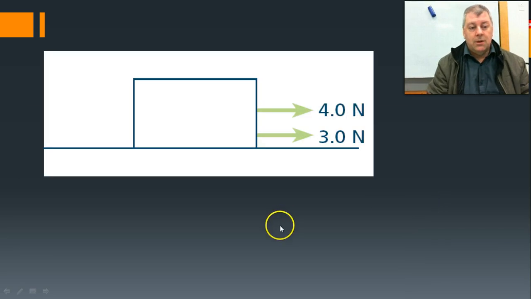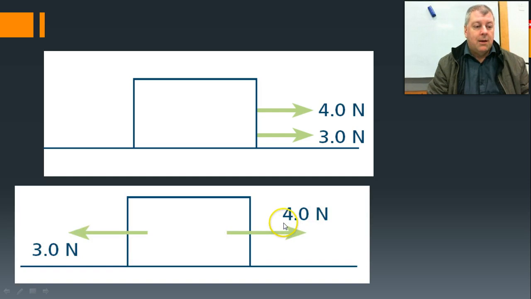So, example of that, pushing on a box, 4 newtons and 3 newtons. In this case the box would move and accelerate due to a force of 7 newtons. In this case the box is experiencing two forces in opposite directions. The resultant of this is 1 newton to the right, and therefore the box would move to the right.